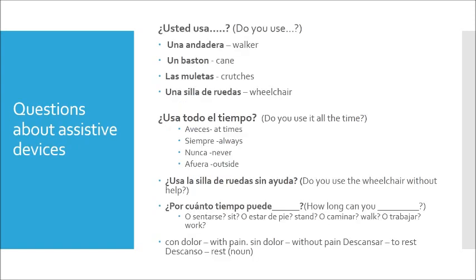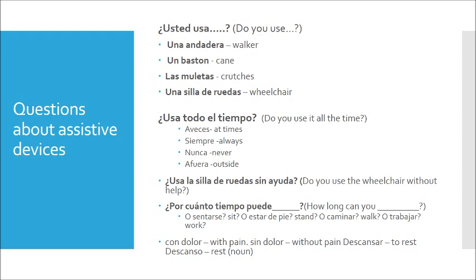The next slide is questions about assistive devices. It's important whether you're just asking them during their initial visit what they use at home, or if you're trying to teach them how to use a certain device; you would want to know these vocabulary words. The beginning says, ¿Usted usa? Or, do you use? Some quick vocabulary. Walker, una andadera. Cane, un bastón. Crutches, las muletas. Wheelchair, una silla de ruedas, which is basically a seat with wheels. So you might ask them, ¿Usted usa un bastón en su casa? Do you use a cane in your home?